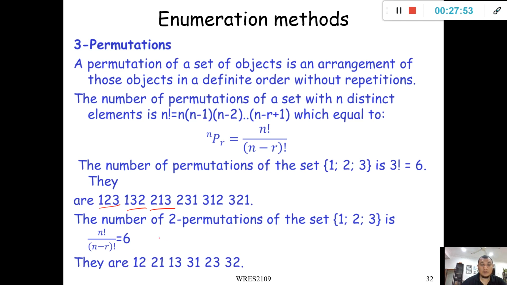Let's say you want the number of two-permutations of the set 1, 2 and 3. From these three you want two numbers only, and the order is important. 1 and 2 and 2 and 1 are different, so you use nPr. So remember, for permutations, order is important.